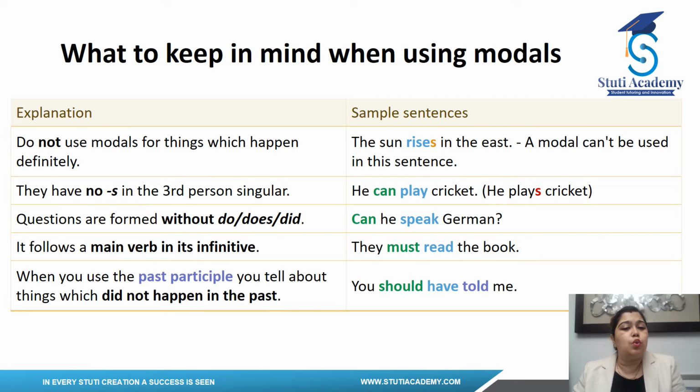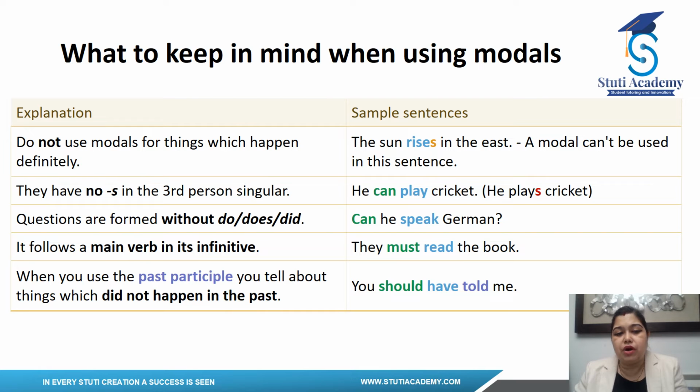Questions are formed without do, does, or did. So when you are using questions, usually interrogative sentences have do, does, did, how, which. So here, questions are formed without these words. Like, can he speak German? Now I'm asking you a question. I don't know whether he can. Can he speak German? So I am saying can. I'm asking about his ability, right? I'm questioning his ability.